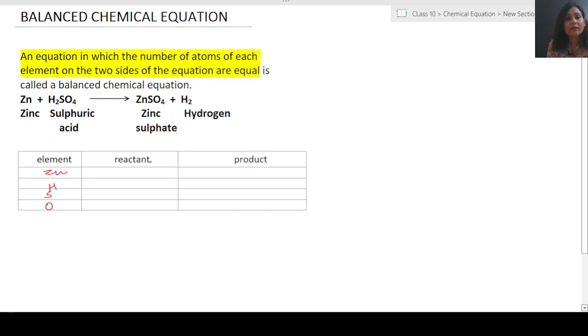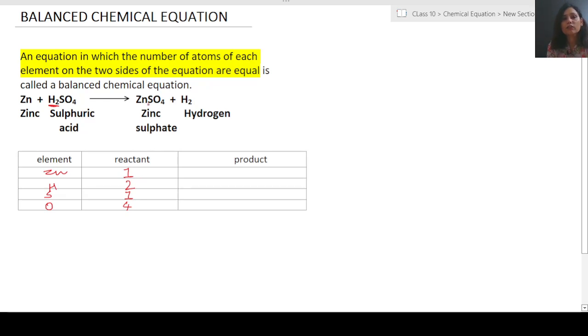Now in the reactant side, count the number of Zn. Zn is 1 only because nothing is written at its foot. Then H2, H is 2 here, so you will write 2 here. Nothing is written at the foot of S, so you will write 1 here. Then O 4.